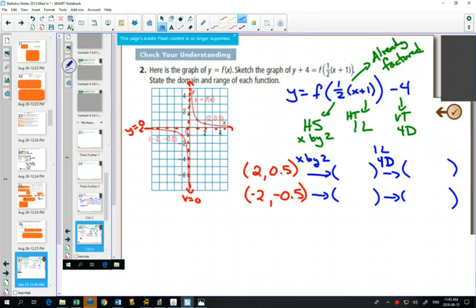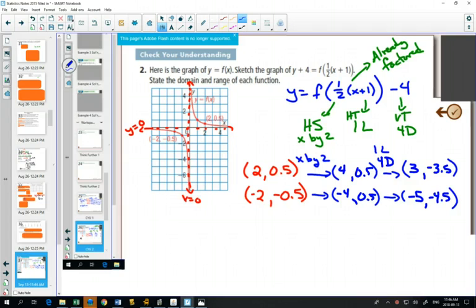And so now here the y values aren't changing at first, so we'll still have 0.5 and 0.5. But our x values are multiplied by 2, so we'll have 4 and -4. And then we need to move 1 to the left. So this will become 3, and this will become -5. And 4 down will make this -3.5 and -4.5.